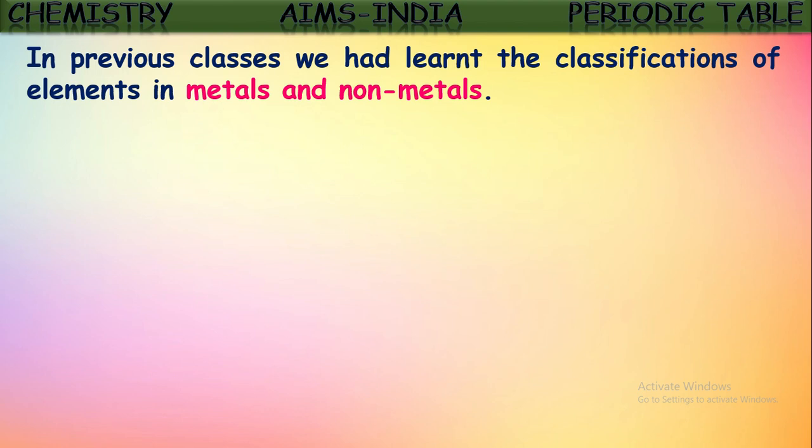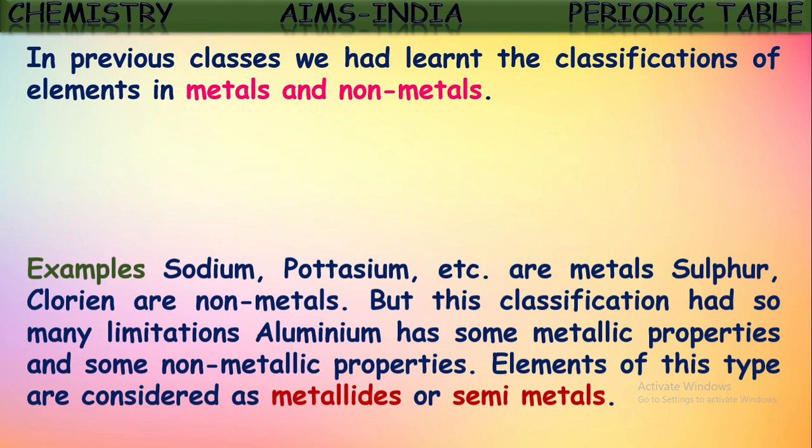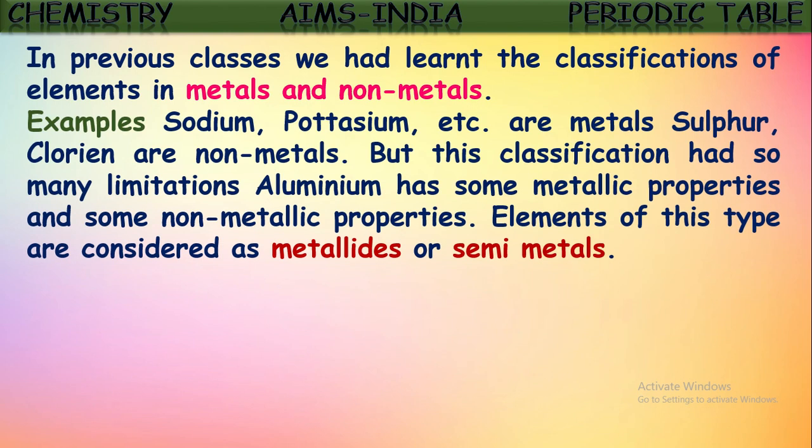So in previous classes, most probably in 8th class, we have learned the classification of elements into metals and non-metals, isn't it? There you have seen how elements are classified into metals and non-metals, on which basis, and what the properties of these metals and non-metals are. For example, sodium, potassium, etc. are metals, isn't it? And sulfur, chlorine are non-metals. But this classification had so many limitations.